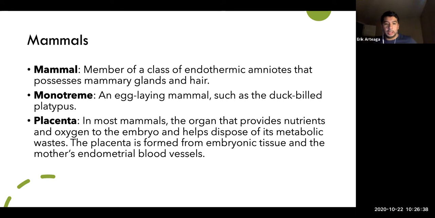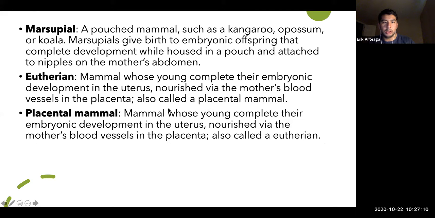So the placenta, it can be referred to as a chorion as well. So the attachment and then eventual transfer of nutrients to that fetus. The placenta is formed from embryonic tissue and the mother's endometrial blood vessels, right? So think of the egg fertilizing in the fallopian tube in humans and then being transferred down to the uterus, and then the implantation of the chorion into the uterus, allowing for that transfer of nutrients and gas exchange. Okay, so we have marsupial.